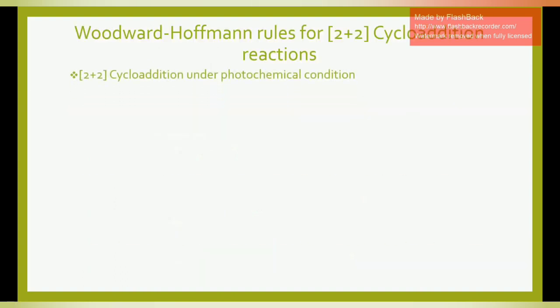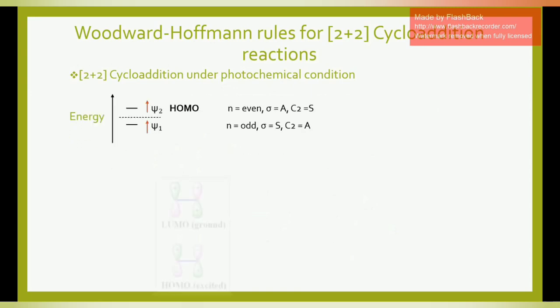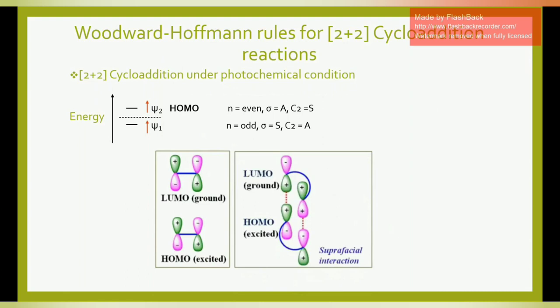Here we are discussing 2 plus 2 cycloaddition under photochemical condition. Under photochemical condition, one of the 2 pi electrons from Ψ1 jumps to Ψ2, making Ψ2 the HOMO. Symmetry of HOMO of the excited molecule and LUMO of the ground state molecule are the same. So the allowed bonding interaction will be suprafacial. That will allow the formation of the cyclobutane ring. So 2 plus 2 cycloaddition is photochemically allowed.